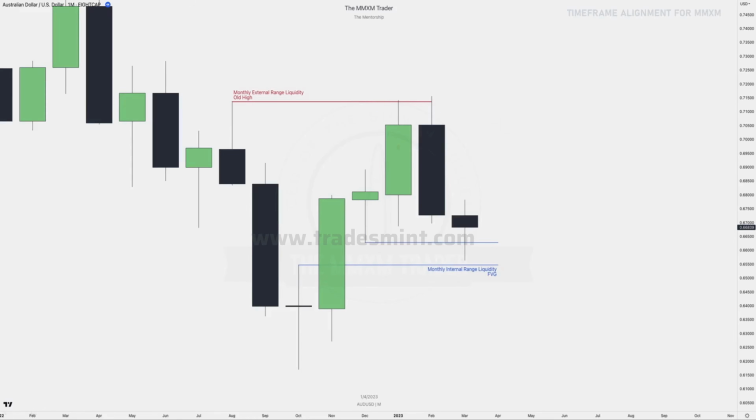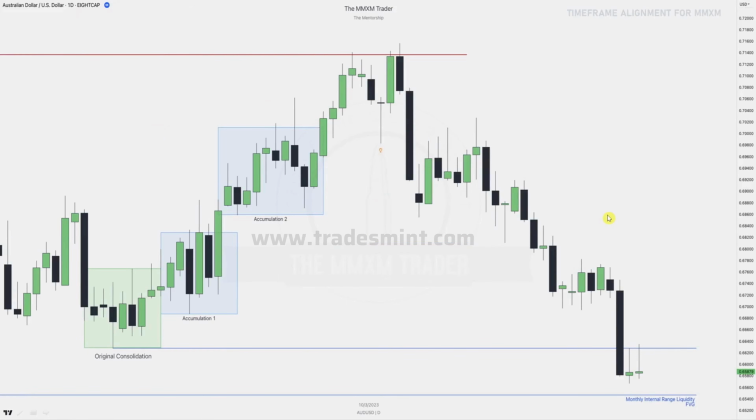Alright, so we've got an Australian US dollar monthly chart, and again, keep thinking about the core concepts, right? External to internal range with order pairing. So we've hit that external range liquidity. So what is the drawn liquidity afterwards? We want to go to an internal range, right? So external to internal. What does that look like on a daily time frame, right?